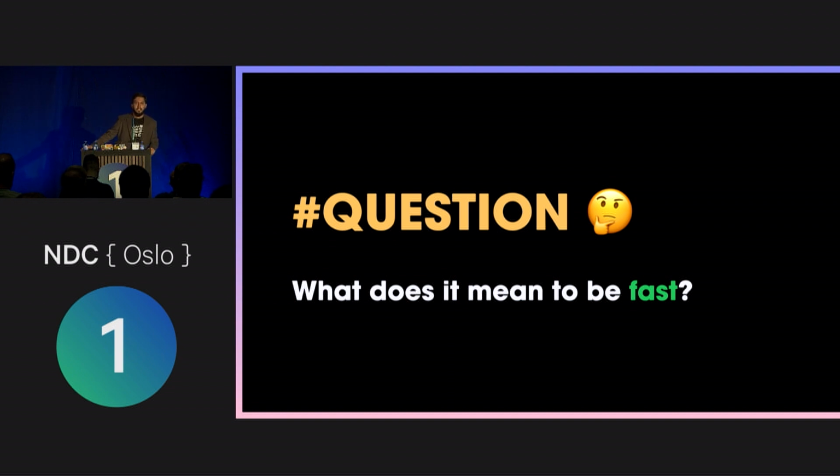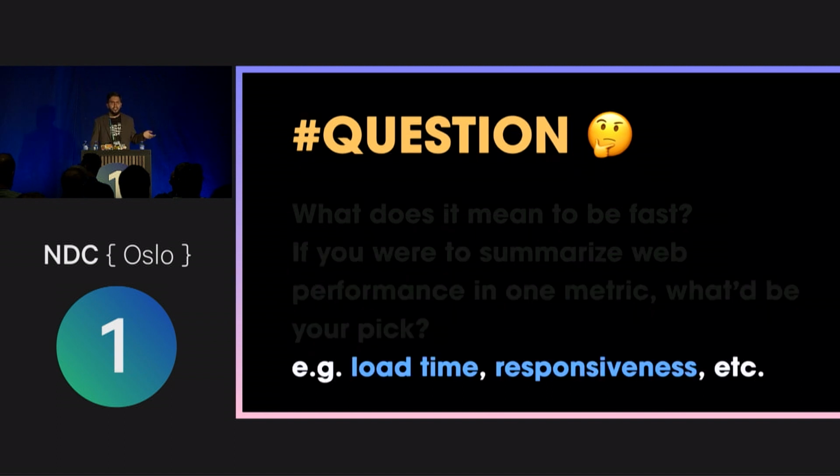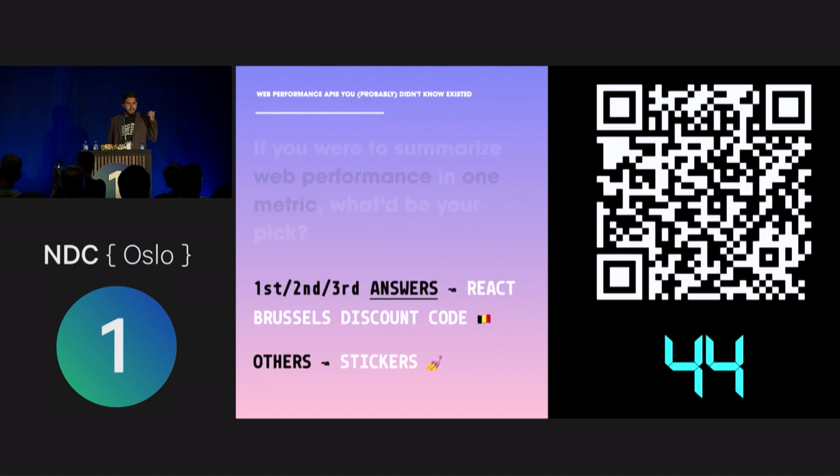So if I said this web app is fast, what does it mean to be fast? And I'd like to propose an exercise. So if you guys had to summarize web performance, or being fast in one metric, what would be your pick? For example, like load time, responsiveness, what else? I really want to hear from you. So if you could, I'll leave that for 45 seconds. And I want to collect the opinions of you about that.